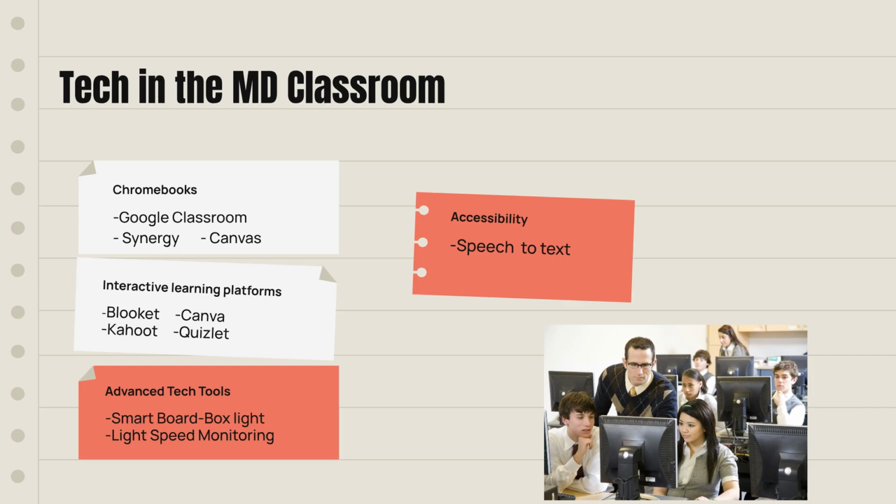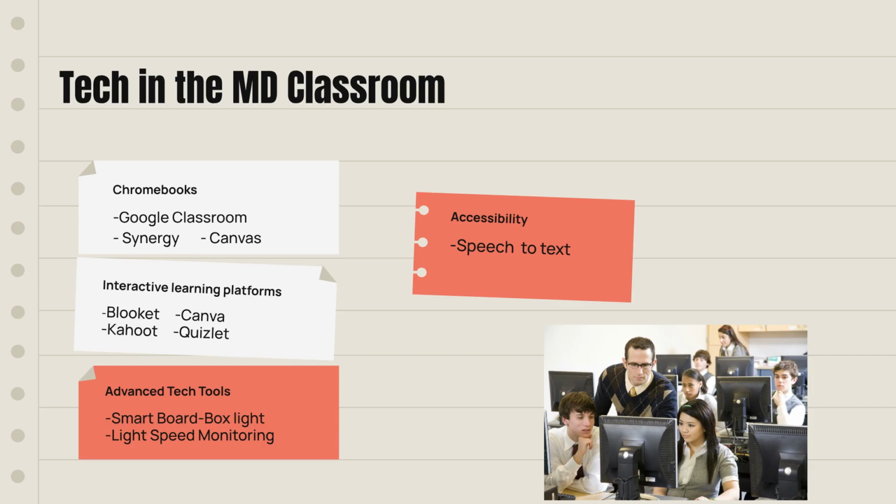One of the ways is that students are provided with Chromebooks. These Chromebooks students can have throughout the year and they can use within the classroom, and they can as well take them home to be able to finish assignments or access information. They're also able to use Google Classroom within these Chromebooks. They're able to access Synergy, which creates a platform for students to be able to see their classes, their grades, any communication between students and teachers, as well as Canvas that allows for submission of assignments.